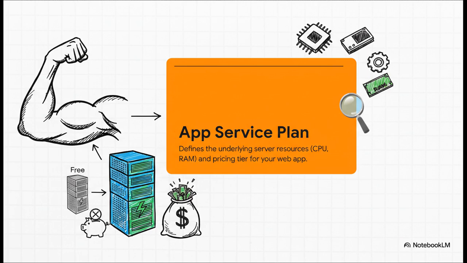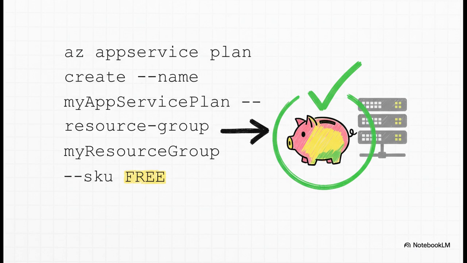Next, we need what's called an app service plan. Now, this is where we decide how much muscle our app is going to have. Are we running this on a big, powerful server or a small, free one? This plan sets the computer power and, of course, the price. For this demo, we're definitely going with the free tier. And just like before, it's a single command. We give our plan a name, we tell it which resource group it belongs to, and then we specify the pricing tier, or SKU, as free. With that, our foundation is officially built.